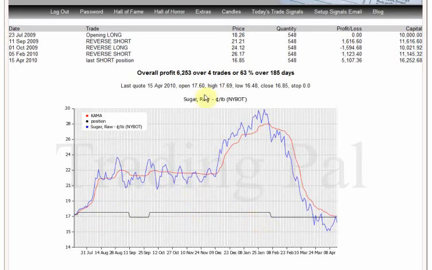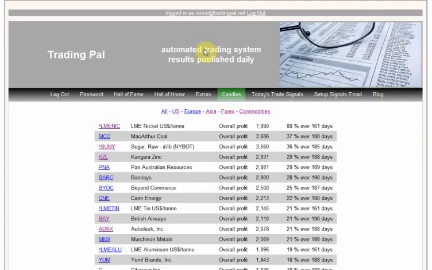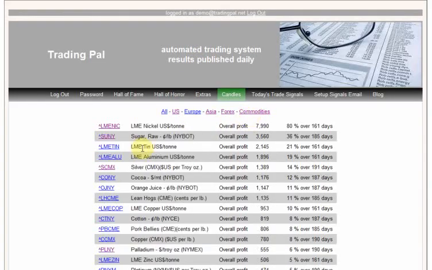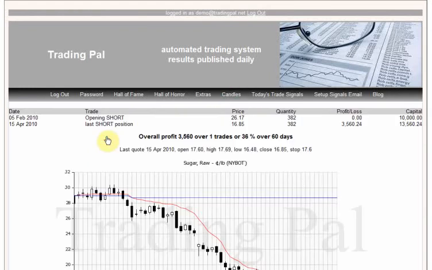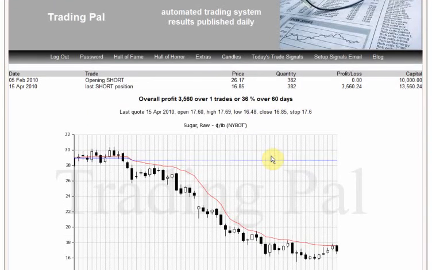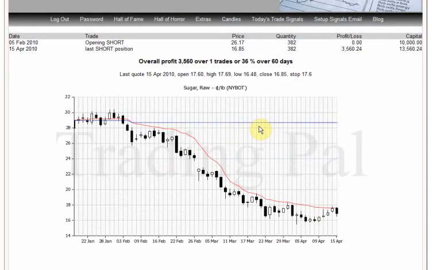There's also Japanese candlesticks graphs for short-term trade, and sugar is there as well. And just one short trade, and we still managed to make 36% on our money in just 2 months. Let's have a look at something else.